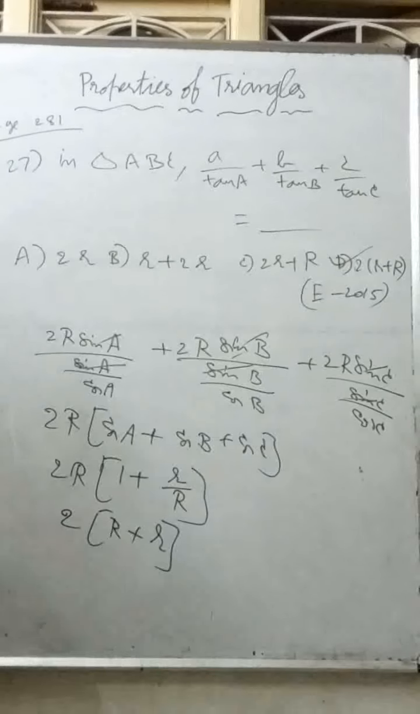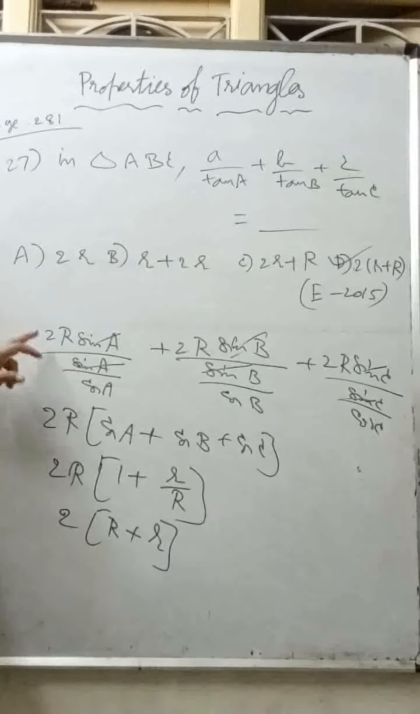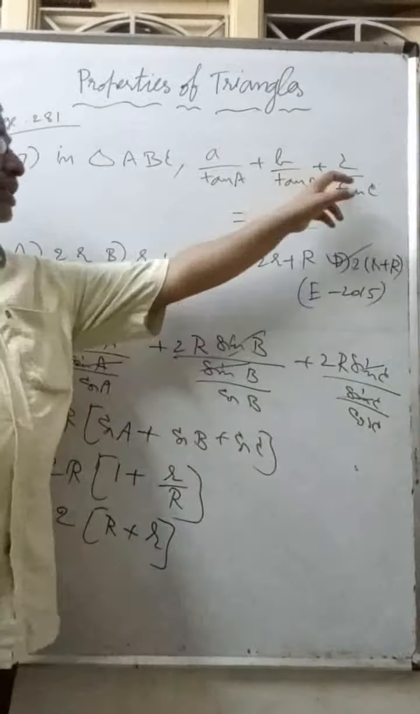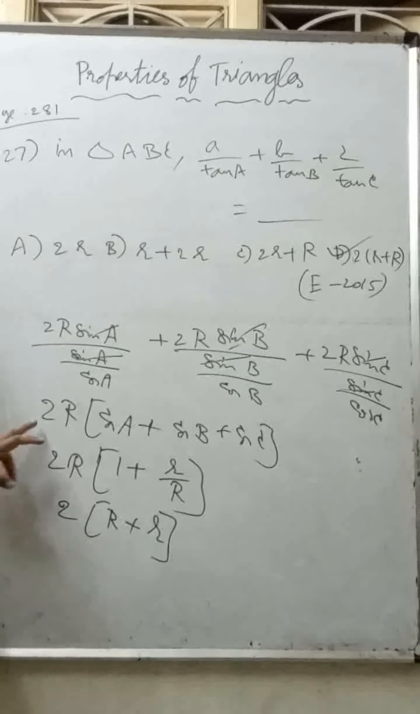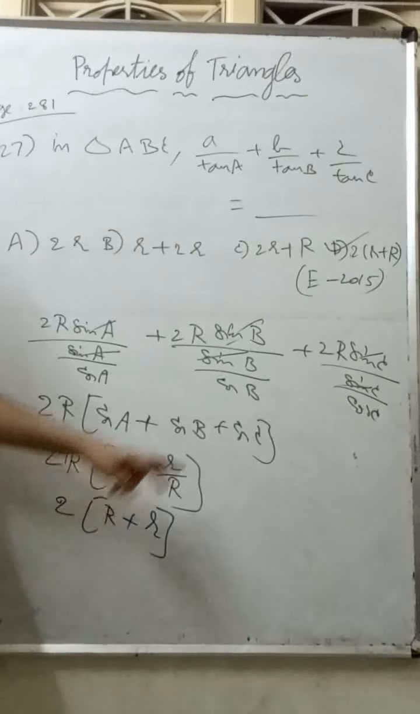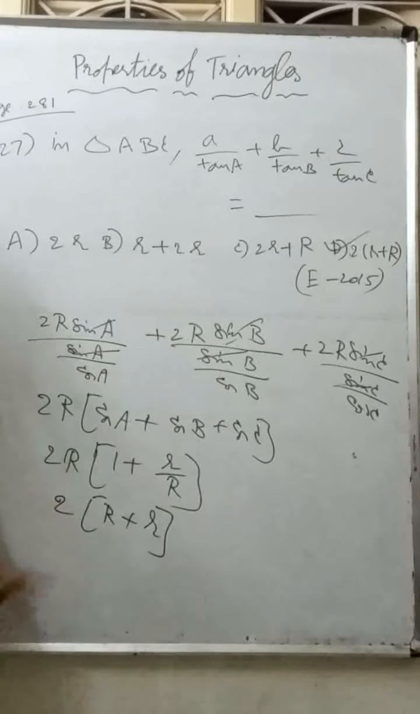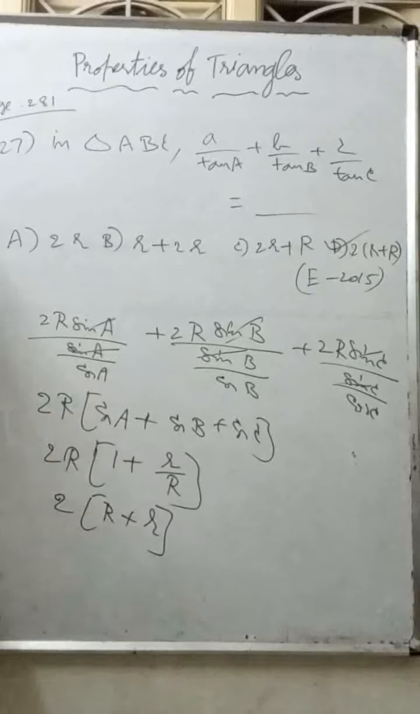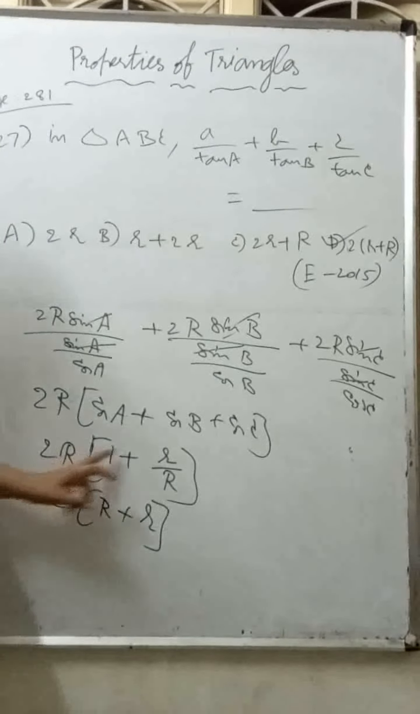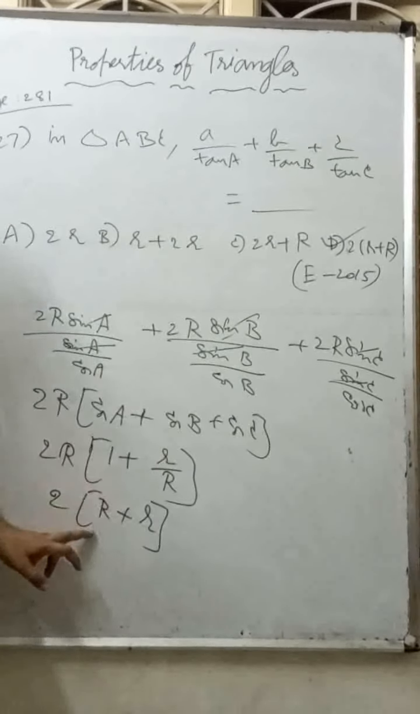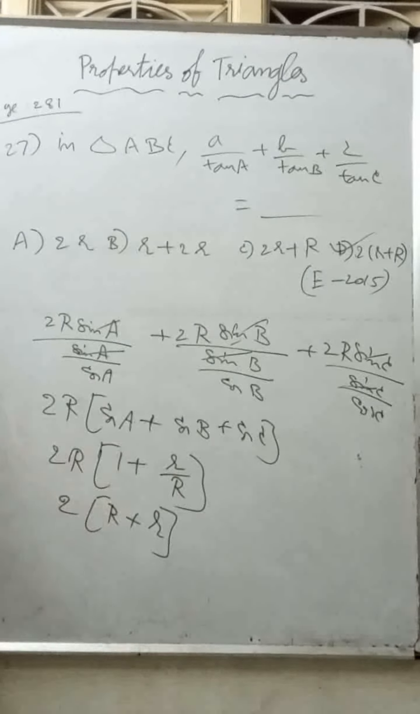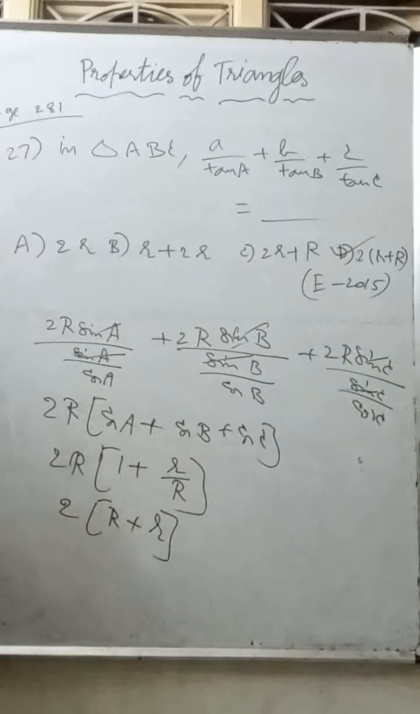This was given in 2015. Simply, I am writing a is 2r sin A, b is 2r sin B, c is 2r sin C. And tan A is sin A by cos A, sin B by cos B, sin C by cos C. Cancelling, it becomes 2R into cos A plus cos B plus cos C. This we did in IP. Cos A plus cos B plus cos C is always 1 plus small r by capital R by applying transformations. So 2R into, if I bring R inside, 1 plus r by R, the capital R cancels, so 2 into R plus small r. Option D is our answer.